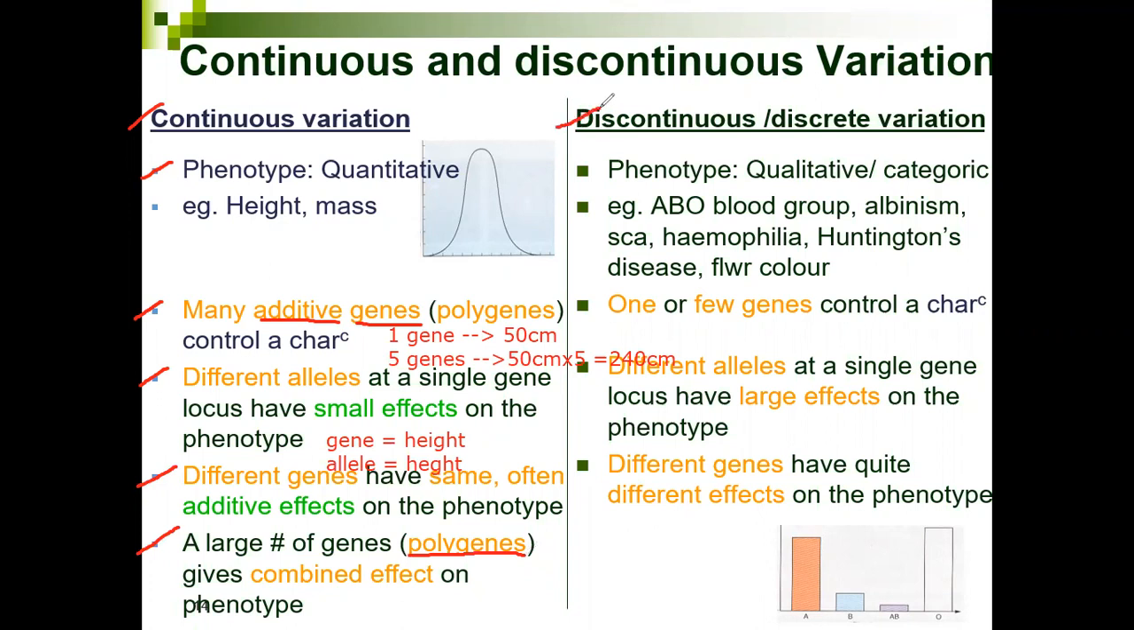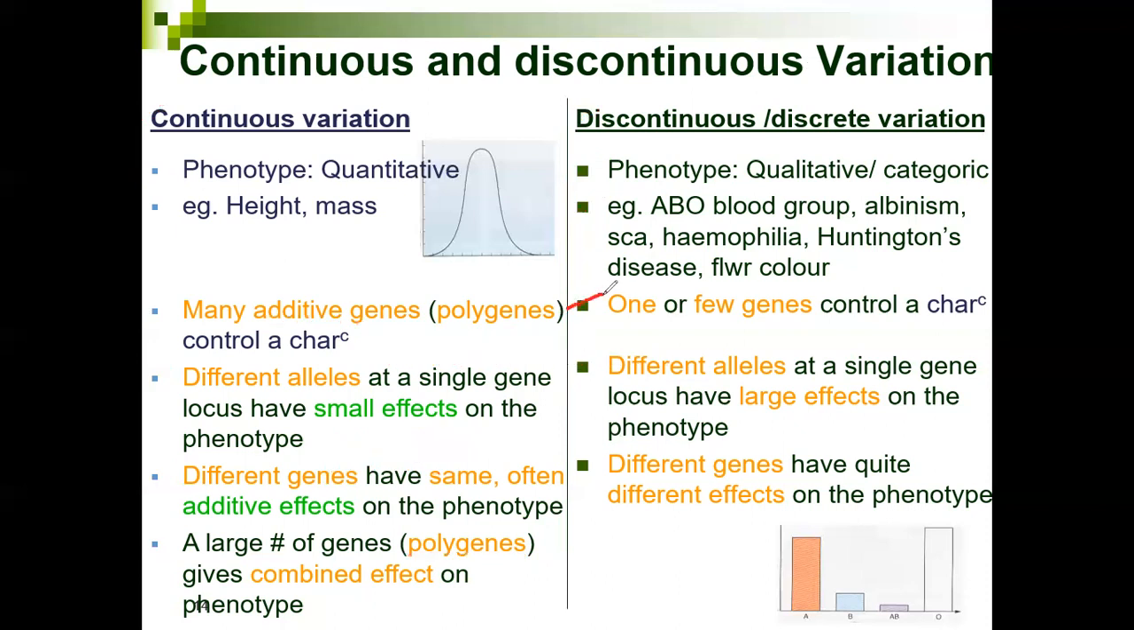Versus discontinuous variation, which is also called discrete variation. Discrete because the phenotype is discrete and categoric. So the phenotype will be qualitative or categoric, like ABO blood group and all the genetic diseases, and flower color, either purple or white. Usually there's only one or a very few genes that code for the characteristic. Different alleles for a single gene locus can code for very different phenotypes.